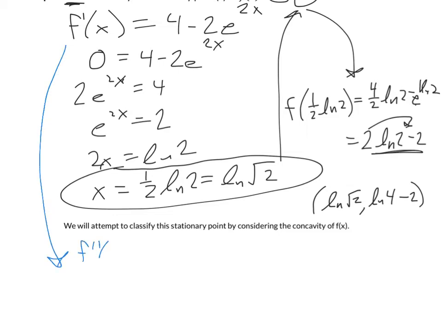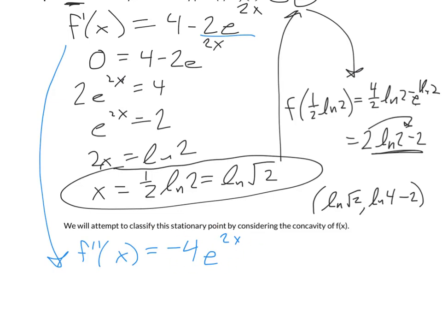My second derivative is, well, the 4 is just going to vanish. And then I have to do a chain rule again on this. So it looks like it's just going to be negative 4e to the 2x. Now, you've sort of got two options here. One of them is that you can plug this in and show that it's negative.